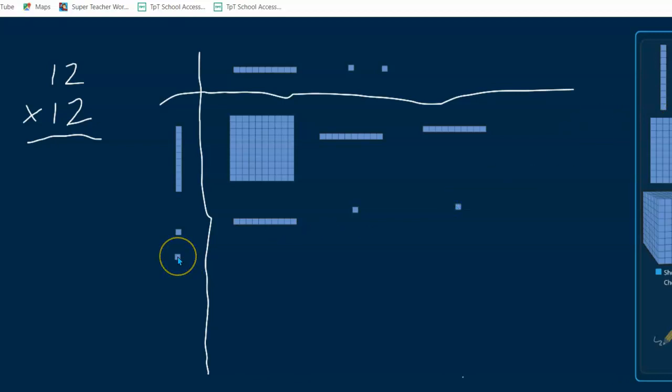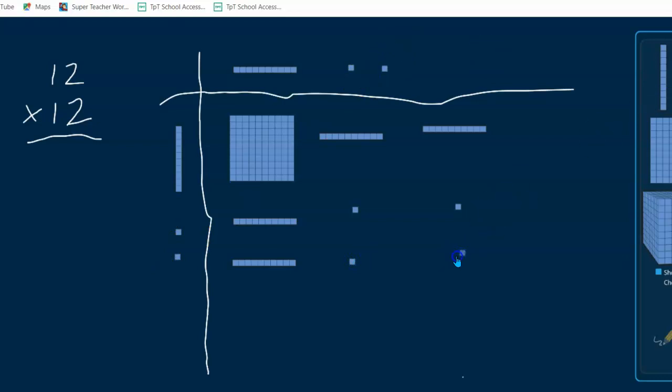Now what we're going to do is your next one here in the 12. 1 times your 10. It's a 10 block. Now we're going to do your 1 times your 1. And we're going to do your 1 times your 1.